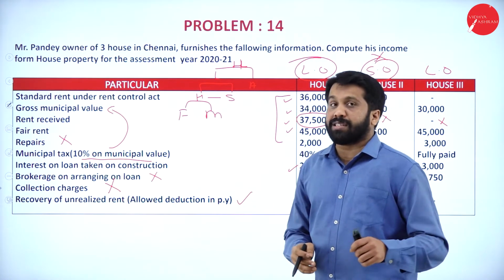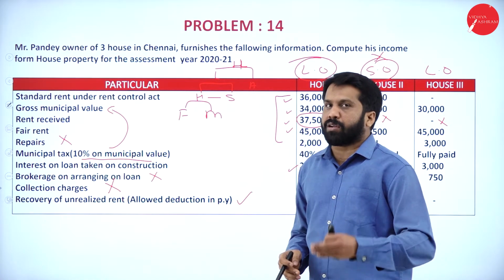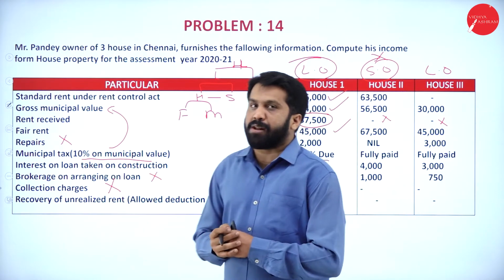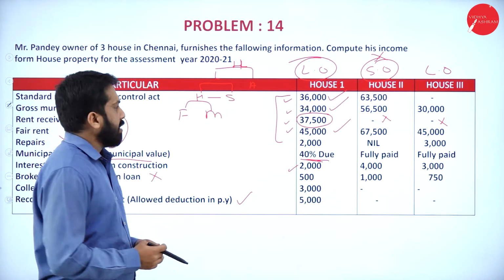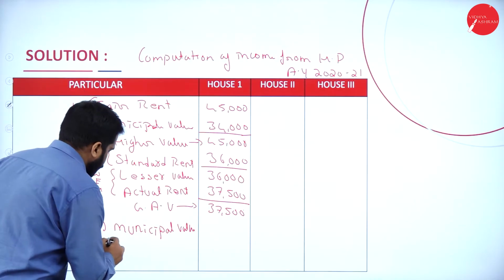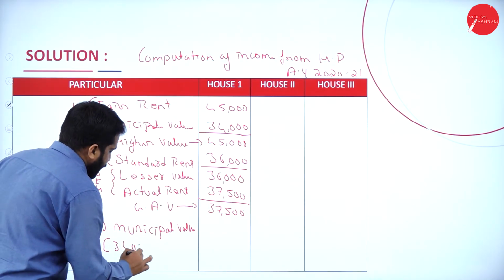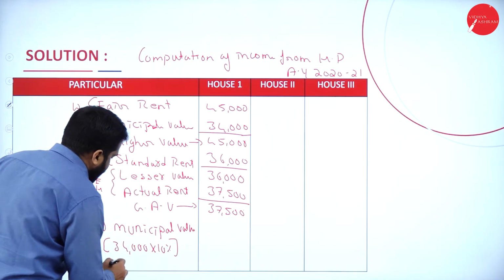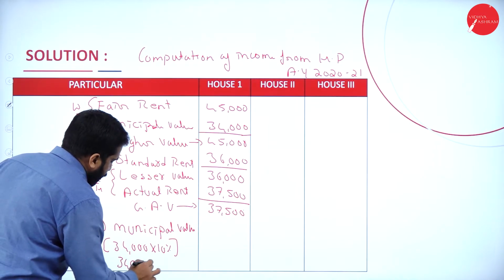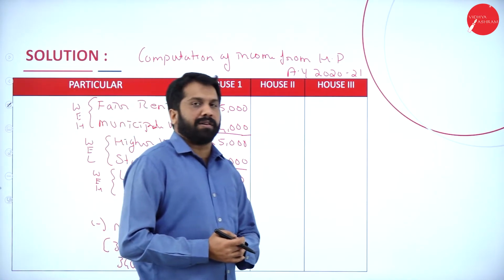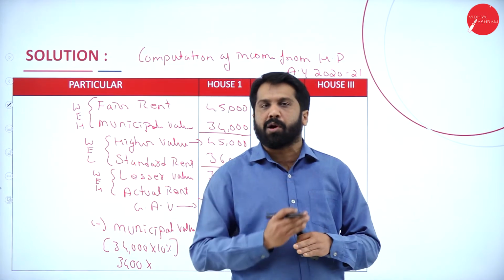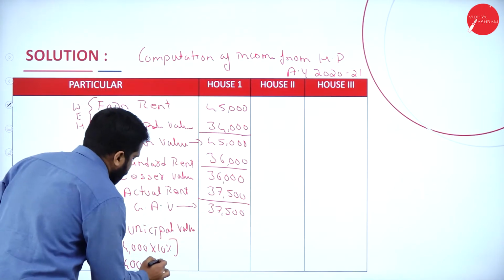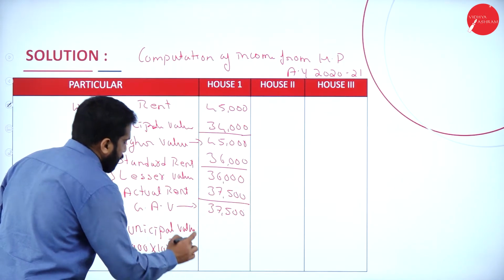34,000. 34,000 into 10%. Whether it is paid or not, we'll check. 40% still not paid. Only 60% paid. How to calculate? Wait. 34,000 multiplied with 10%. How much you will get? You will get around 3,400. Out of 3,400, 40% still not paid. What is the remaining? 60%. We'll go for 60%. This will be your answer.